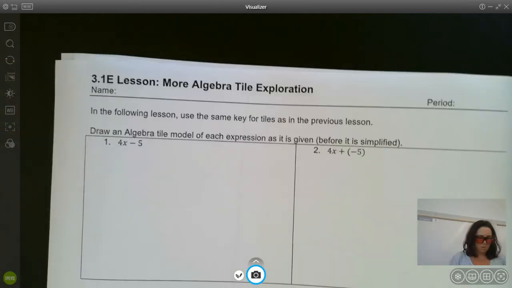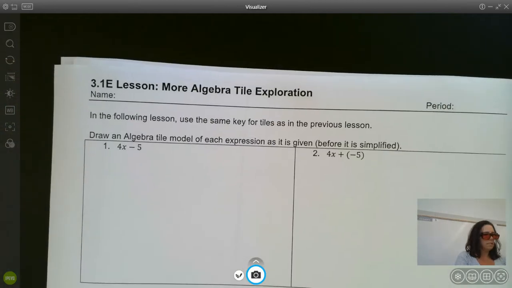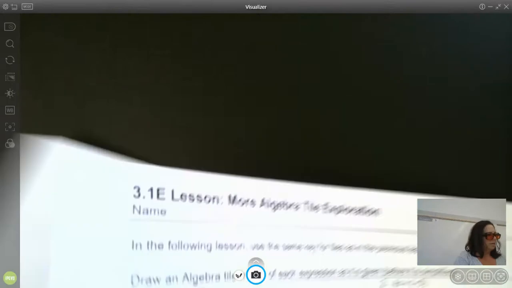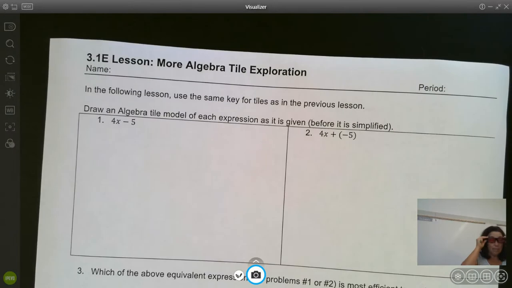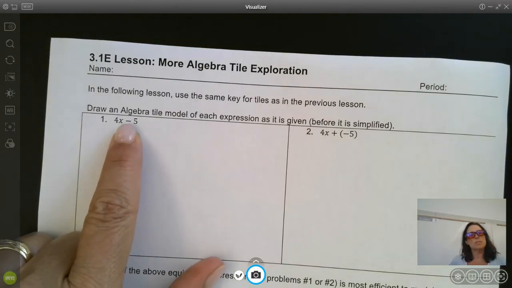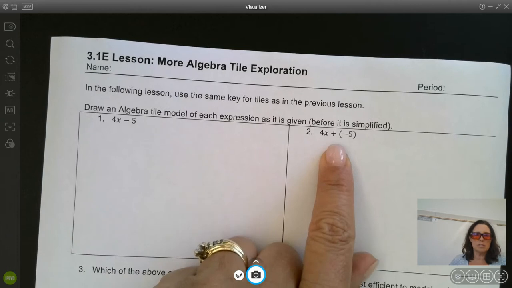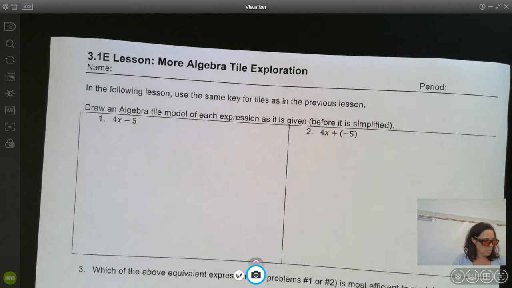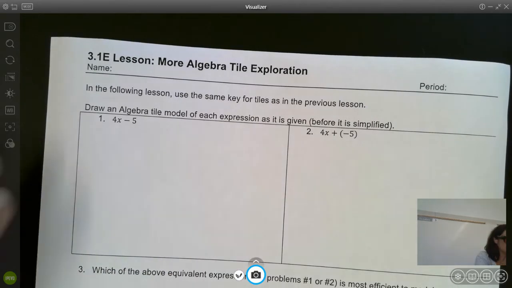Hey everybody, so this is 3.1E lesson, and we're going to be looking at the difference between a minus sign and a plus and negative sign. Okay, so let's go ahead and draw a model for this one.